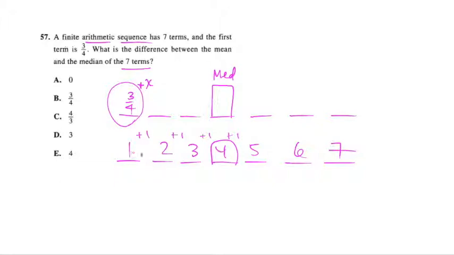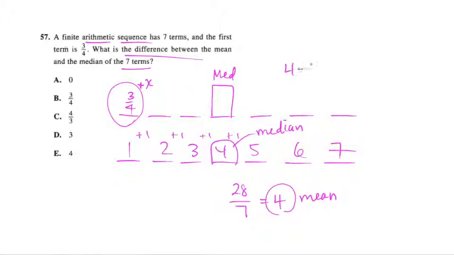What is the average? Well, I'm just going to add these numbers up and divide it by 7. 1 plus 2 plus 3, 6 plus 4 is 10, 15, 21, 28. 28 divided by 7 is 4. This is my mean. This is my median. What is the question? What is the difference between the mean and the median? The difference, 4 minus 4, is 0. The answer here is A. Notice that by using your own numbers, we were able to get to that answer fairly easily.